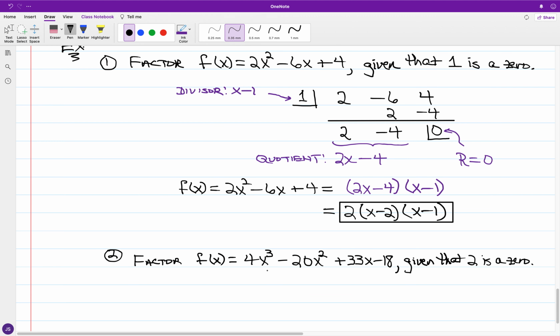So you have 2 as a given 0, and if we set things up in terms of synthetic division, I want to double check my dividend, make sure that there is no 0 that needs to be placed. So you got x cubed, x squared, x, and a constant. So I can go ahead and put down 4, negative 20, 33, and negative 18 without having to put down 0 in between these numbers or even at the end.